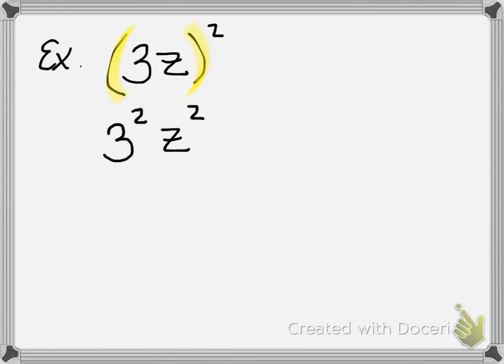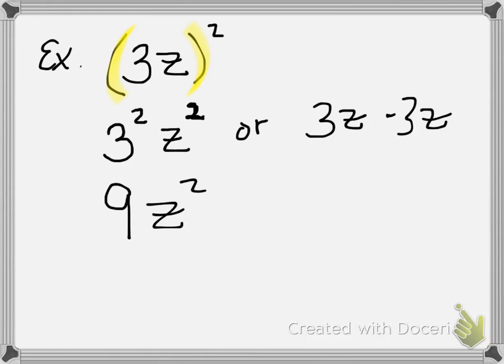So here's another example that was in the book. 3z squared. This one's important to notice that there's a 3 inside the parenthesis and a z inside the parenthesis. So really what that is saying is 3 squared z squared. Or you can think of it like this: 3z and then another 3z because there's 2 sets of them. So 3 squared is 9 and z squared is just z squared.